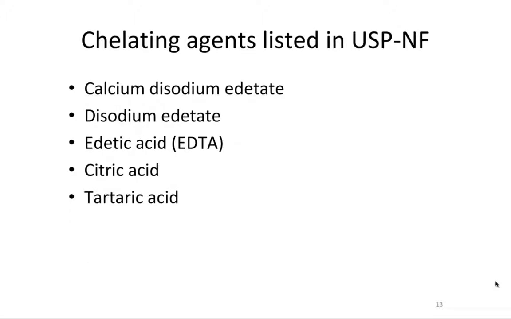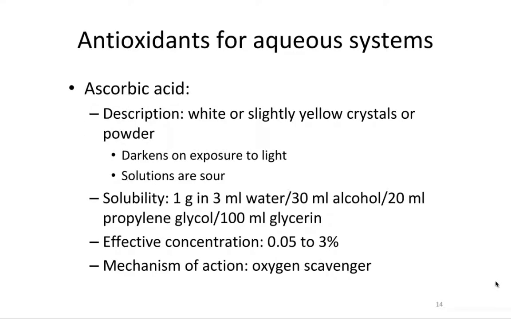Chelating agents that are listed in the USP/NF include calcium disodium edetate, a calcium sodium salt of EDTA, disodium edetate, which is a sodium salt of EDTA, edetic acid as itself, citric acid, and tartaric acid.